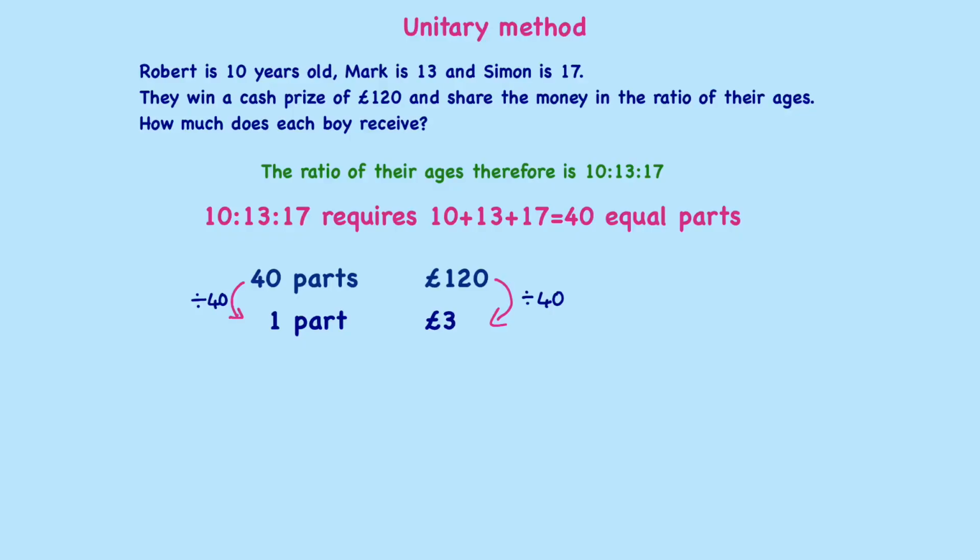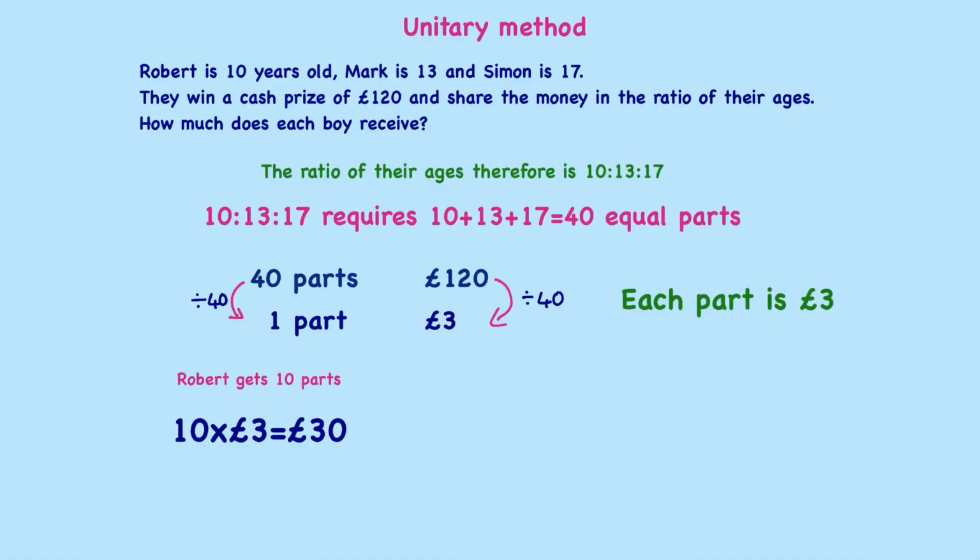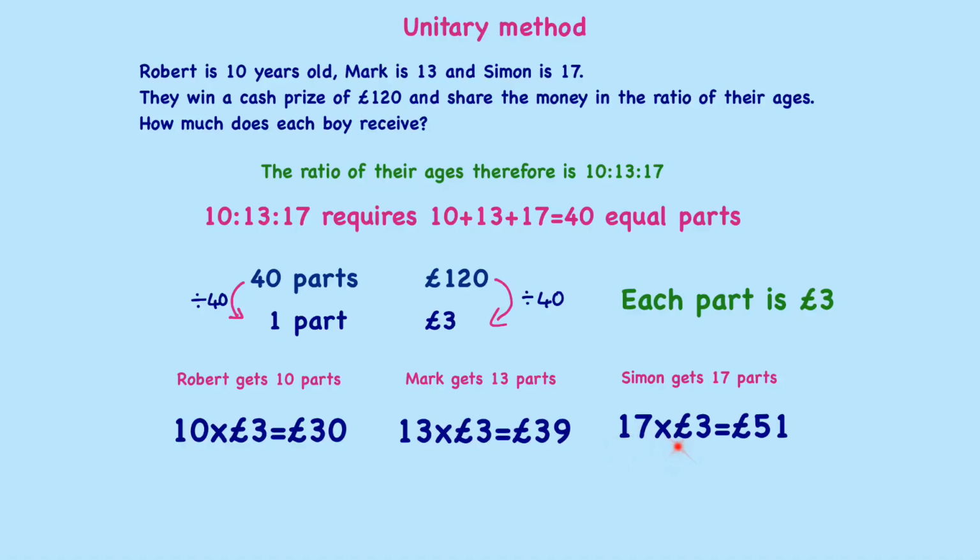Then, if you know that one part is £3, we then figure out 10 lots for Robert, 13 lots for Mark and 17 lots for Simon. So that'll be 10 lots of £3 for Robert. Then we have 13 lots of £3 for Mark, and we have 17 lots of £3 for Simon. So this is how much they will receive altogether.